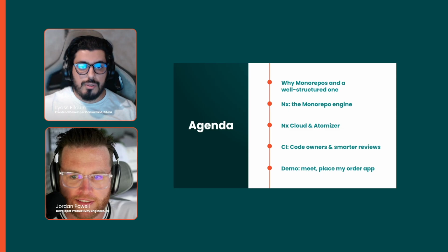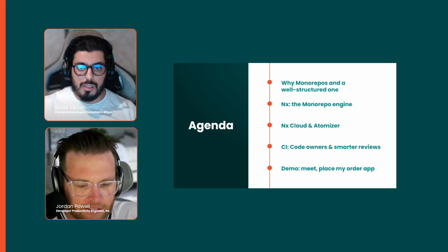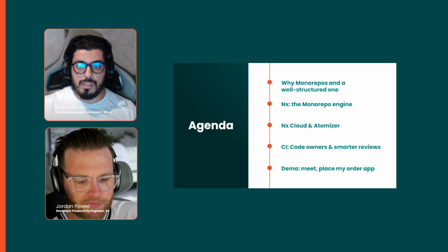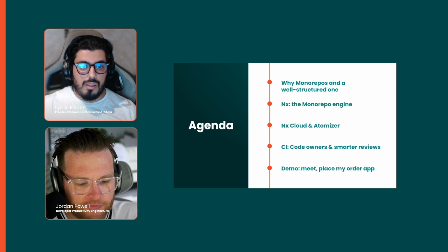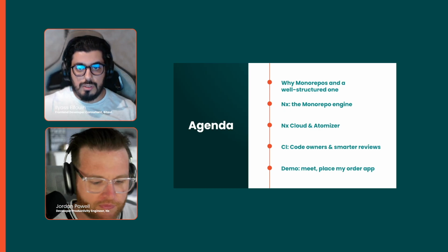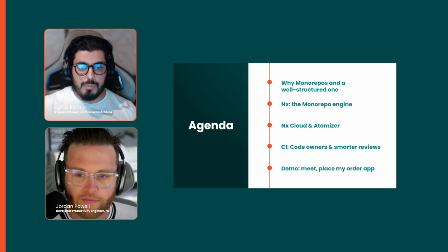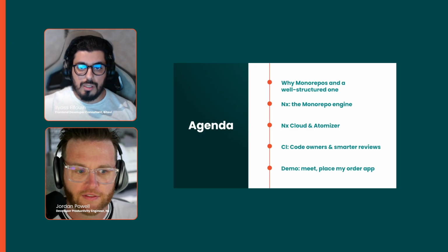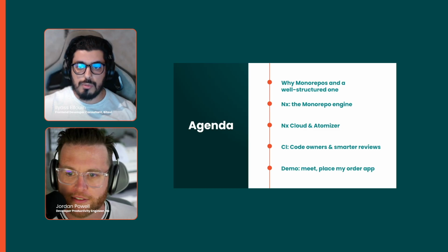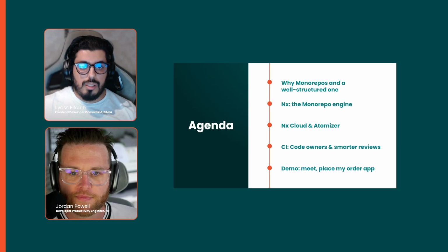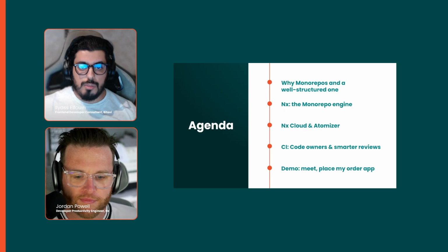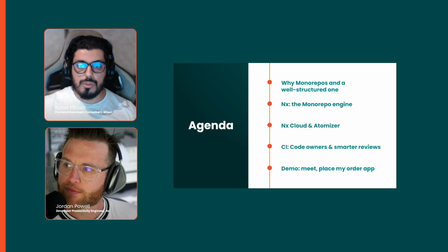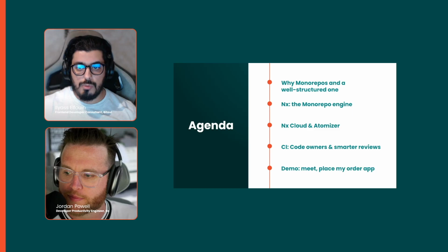Then we will dive into Nx, the engine behind our monorepo setup, and see how it helps streamline development. And then we will look into Nx Cloud and Atomizer, which bring serious speeds to the pipeline. I will also look at how CI gets smarter with features like code owners, helping teams collaborate more effectively. And finally, we will wrap it up with a live demo of our app, the Place My Order app, to see how everything we talked about comes together.